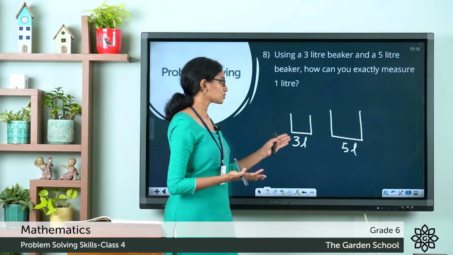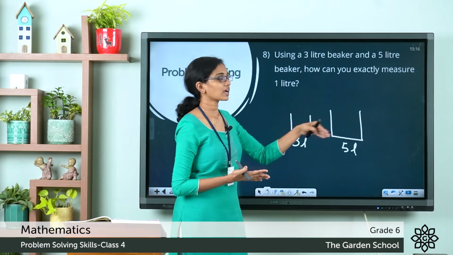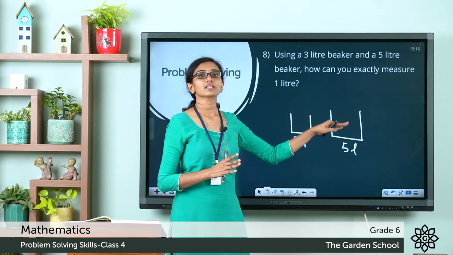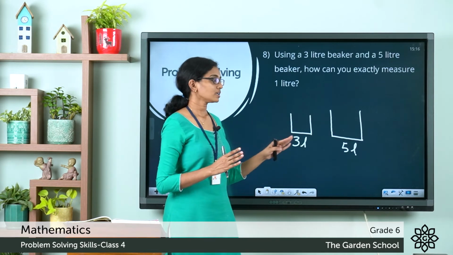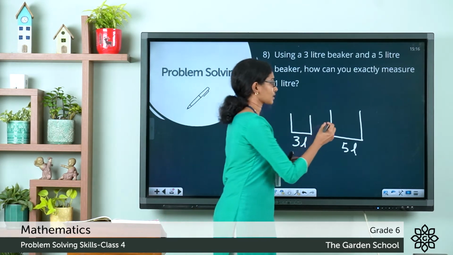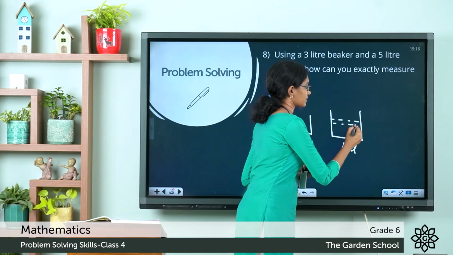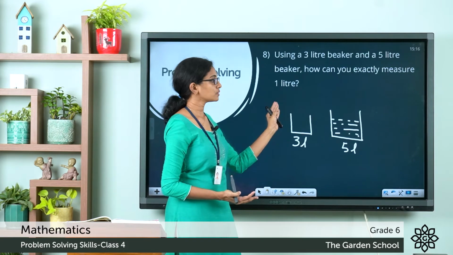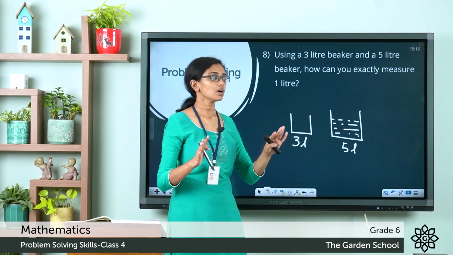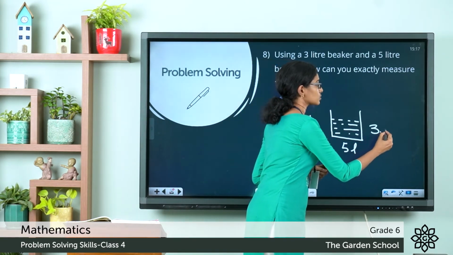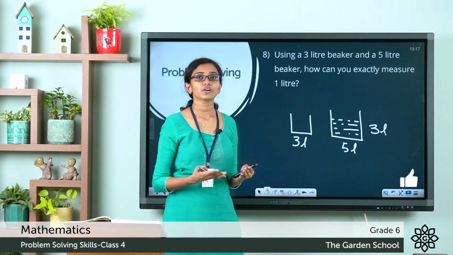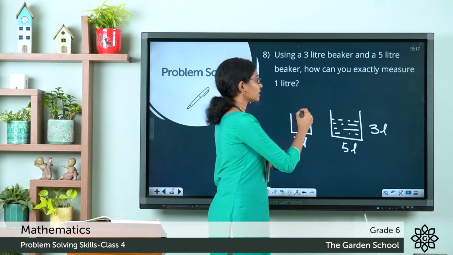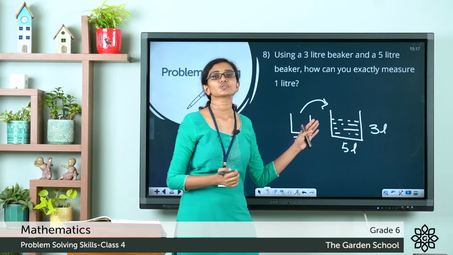So, what if we use this 3-liter beaker to fill this 5-liter beaker? Let's first fill the 3-liter beaker and pour that into the 5-liter beaker. Then, the 5-liter beaker will contain 3 liters of water. So, now we filled up the 3-liter beaker once and then we poured it to the 5-liter beaker. Now, the 5-liter beaker contains 3 liters of water. Now, let's fill this 3-liter beaker once more. Now, we are going to pour another 3 liters into this 5-liter beaker.